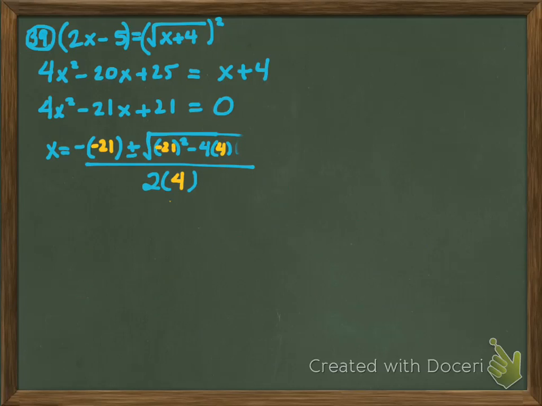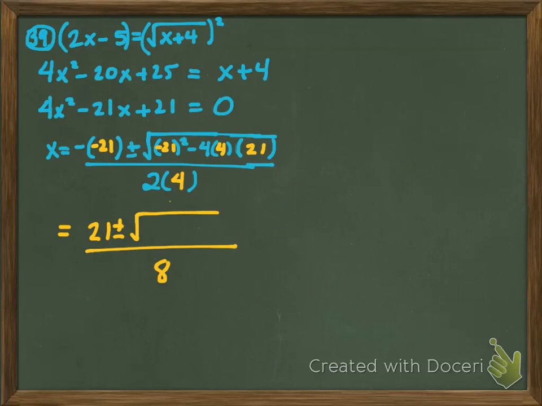Let me get the blue color back so I can fix what I mess up. And the c is 21. There's an 8 on the bottom and a positive 21 plus or minus. What is 21 squared minus 16 times 21? 105. Altogether it's 105? Okay, can that be simplified?